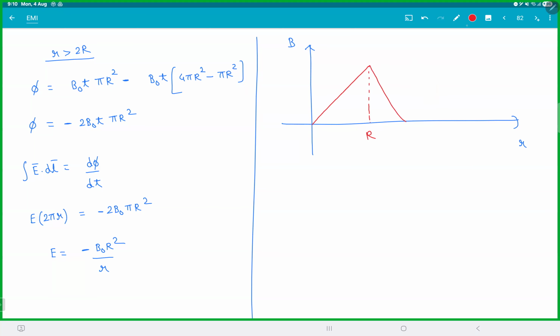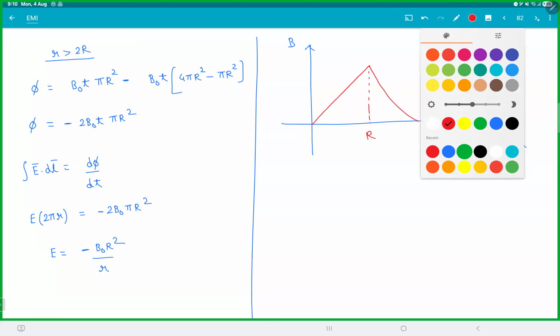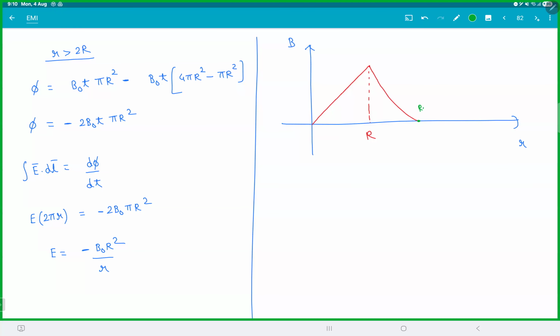It should have been something like this. It's a decreasing curve. This point will be r root 2. That is the point where the field will be 0. Then it will still continue to decrease, but the direction is reversed. This will go till 2r. And after that point, it will decrease as a 1 by r function. Minus indicates the direction is reversed.